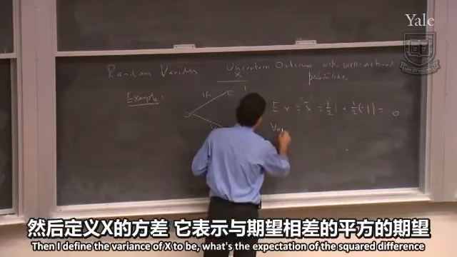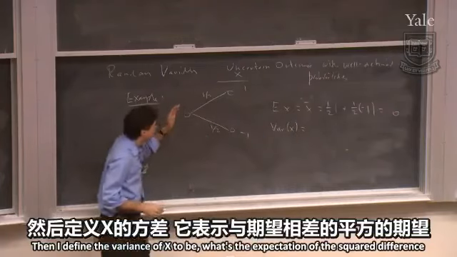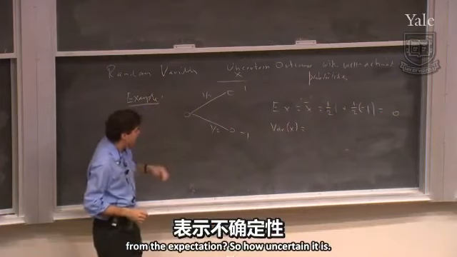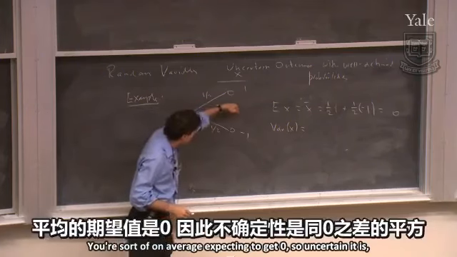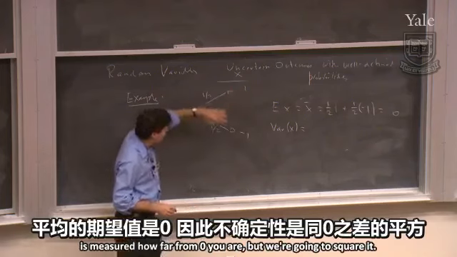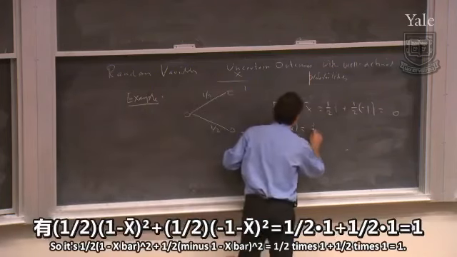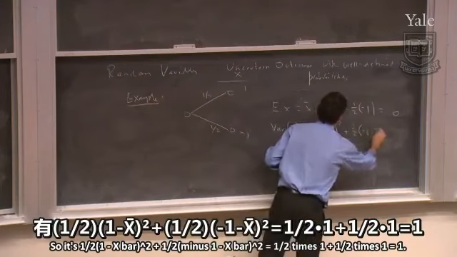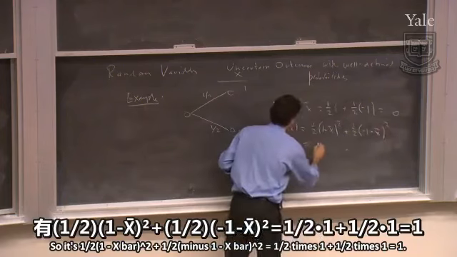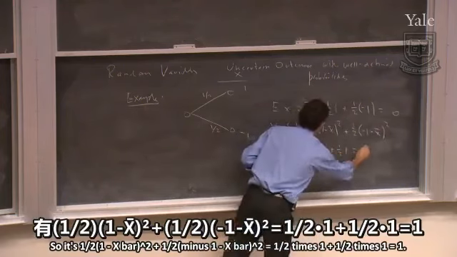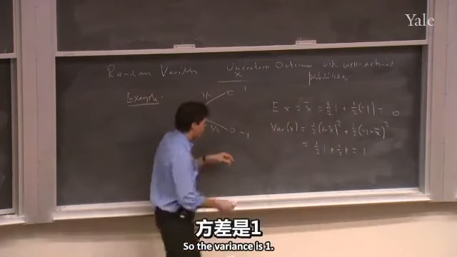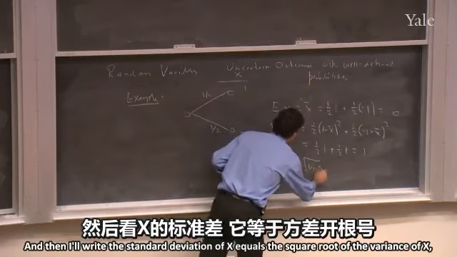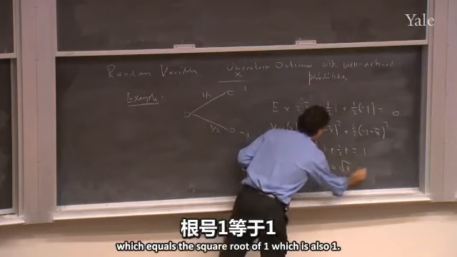Then I define the variance of x to be the expectation of the squared difference from the expectation. So how uncertain it is: on average you're expecting to get 0, so uncertainty is measured by how far from 0 you are, but we're going to square it. So it's 1/2 times (1 minus x bar) squared plus 1/2 times (-1 minus x bar) squared, which equals 1/2 times 1 plus 1/2 times 1, which also equals 1. So the variance is 1. And then the standard deviation of x equals the square root of the variance of x, which equals the square root of 1, which is also 1.